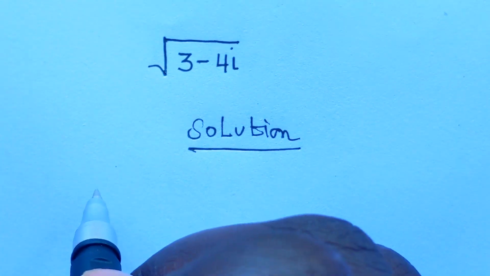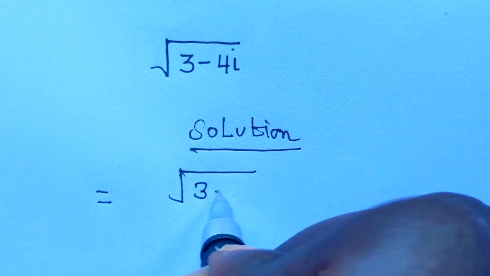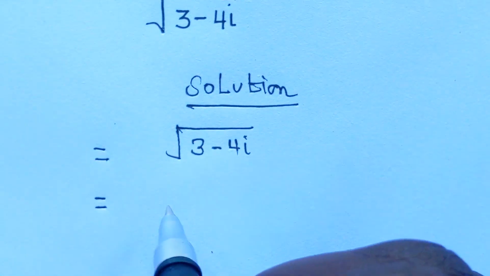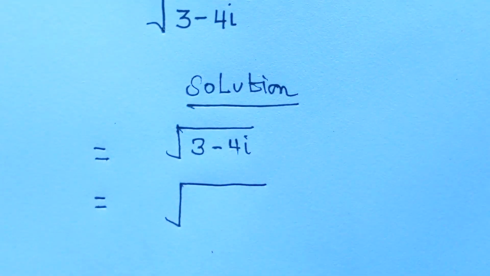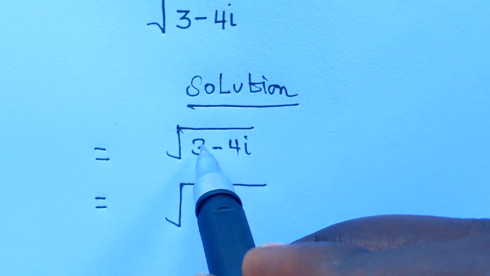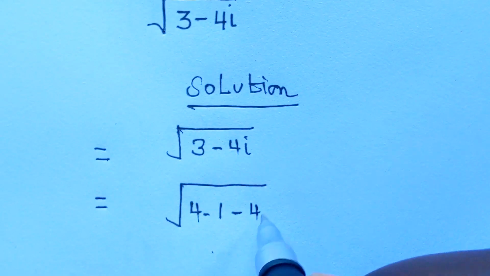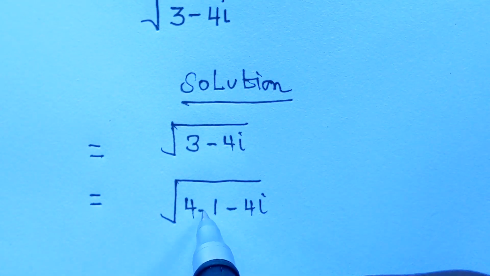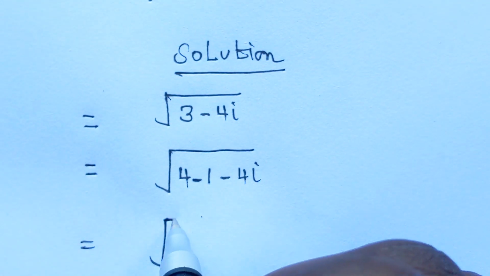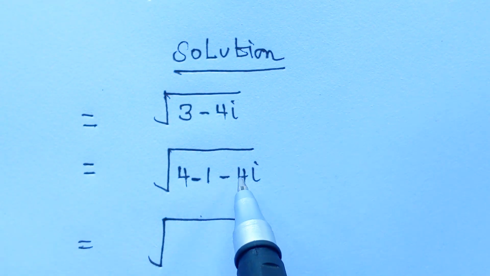Then here I have to copy, saying equal to square root of 3 minus 4i, and this is equal to square root of, and you know that when we write 3 we can simply substitute this 3 as 4 minus 1, then minus 4i, right? Meaning that nothing changed right here, and this is equal to square root of 4 minus 1 minus 4i.